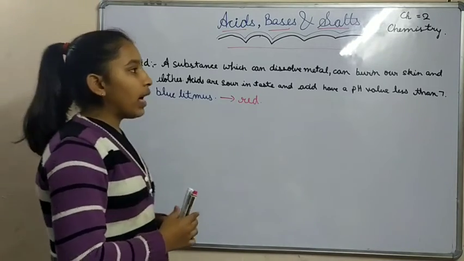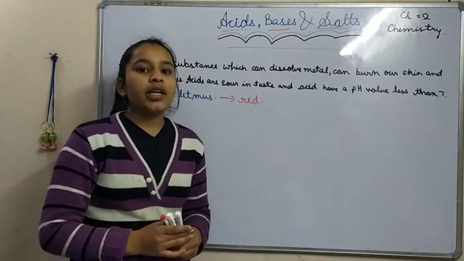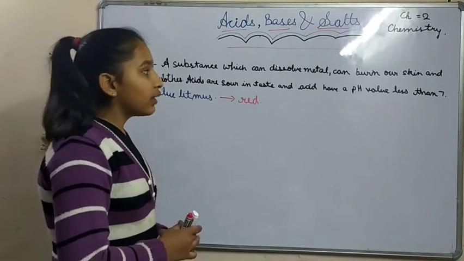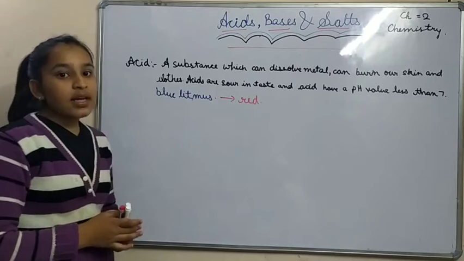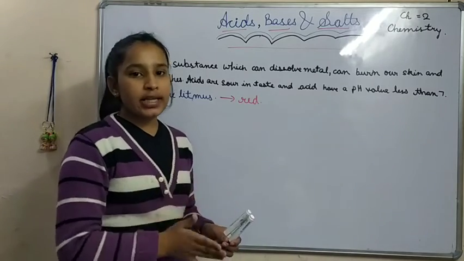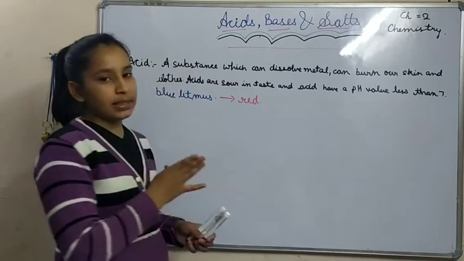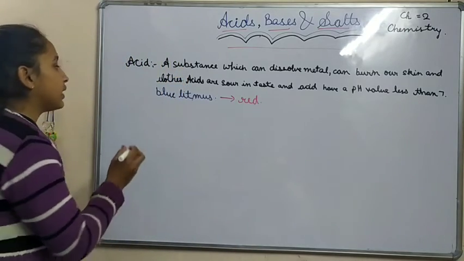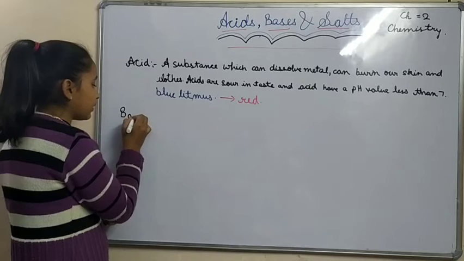For example of acid, lemon, tomato, vinegar, these all contain acids. Means everything which you taste and which is sour in taste, we can say that acid is present. Now we will see the definition of bases.